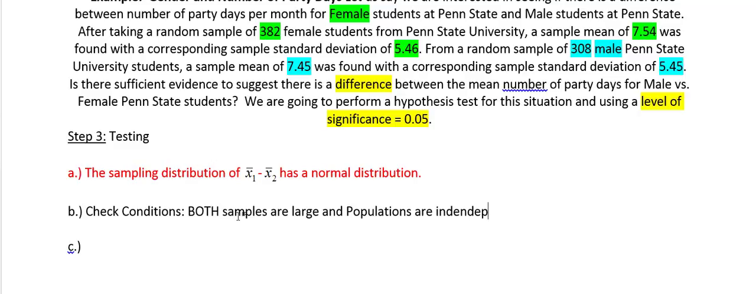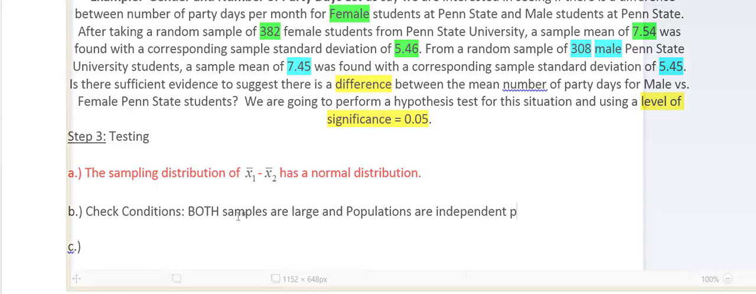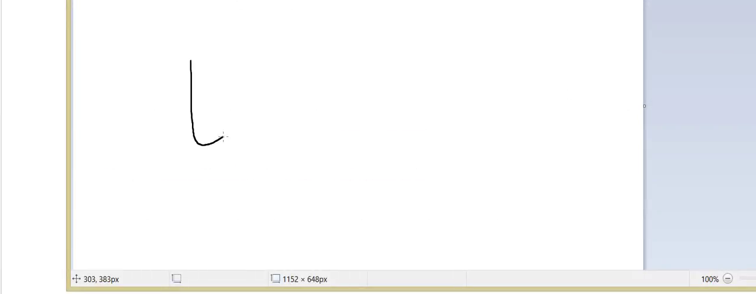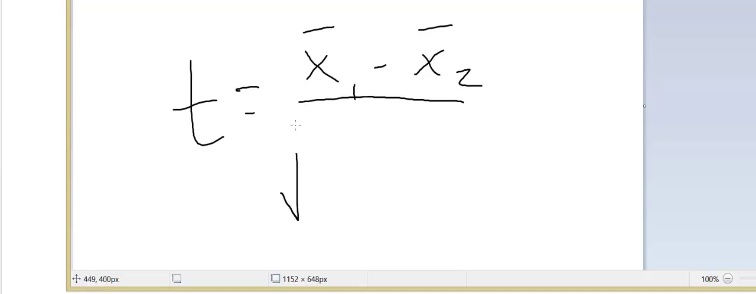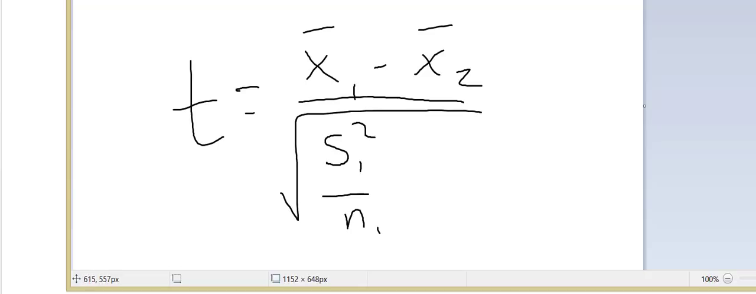We would say that our conditions are met. So next we can calculate our test statistic. Now remember, we're calculating a t-test statistic. So to do that, remember we have t equals x bar 1 minus x bar 2 divided by standard error, which is s sub 1 squared over n sub 1 plus s sub 2 squared over n sub 2.